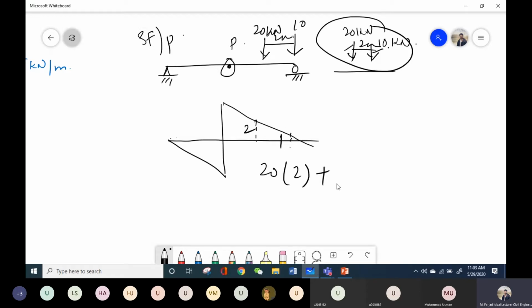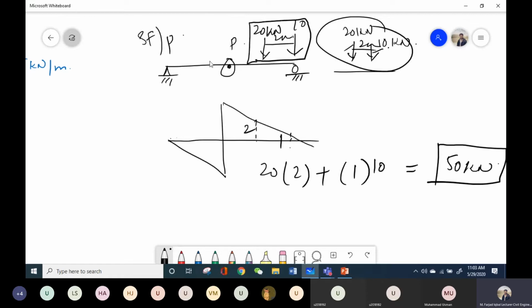So I would multiply these moving loads with these ordinates of the influence line diagram. And finally, I will get the shear force. Let's suppose this value is 50 kilonewton. So what does this value show? This value basically represents that when my unit loads are at this location, then the shear force at this particular point P is 50 kilonewton.